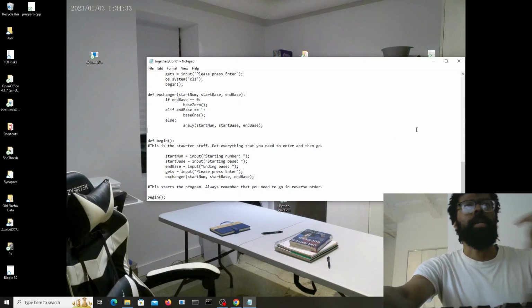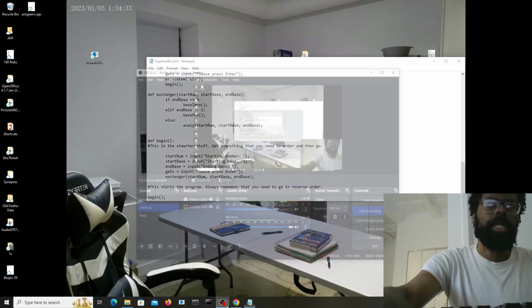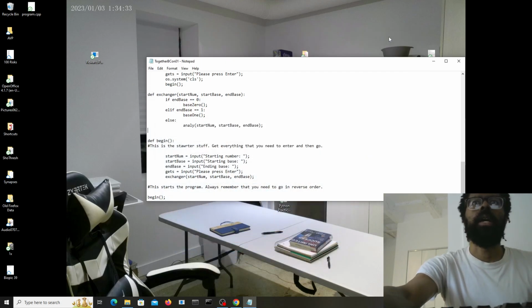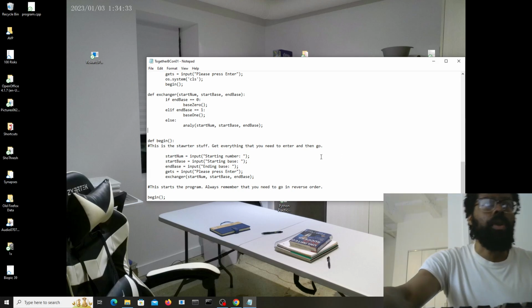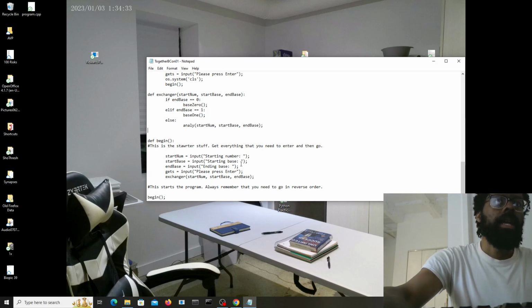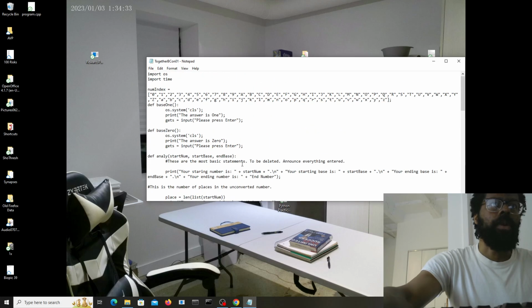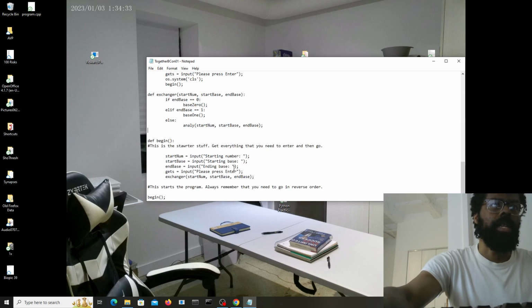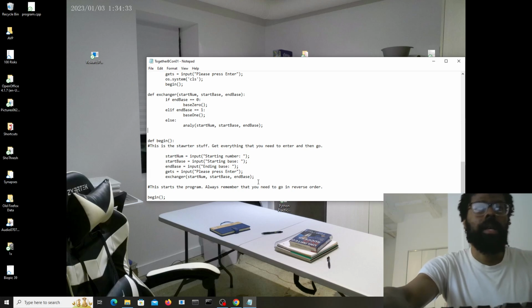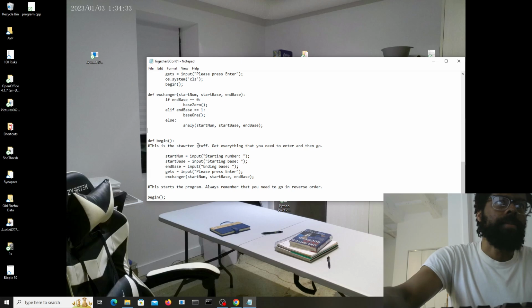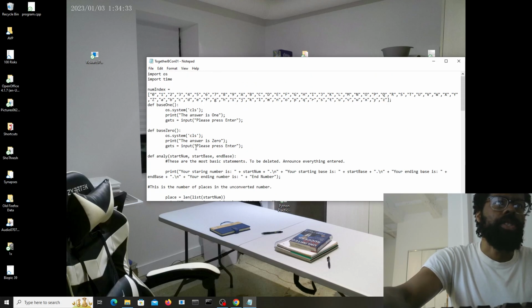Okay, so here is the program that I was working on. And basically, what happened was that it went straight to the analysis instead of going to the base. I was trying to trigger the base zero, and it went straight to analysis.